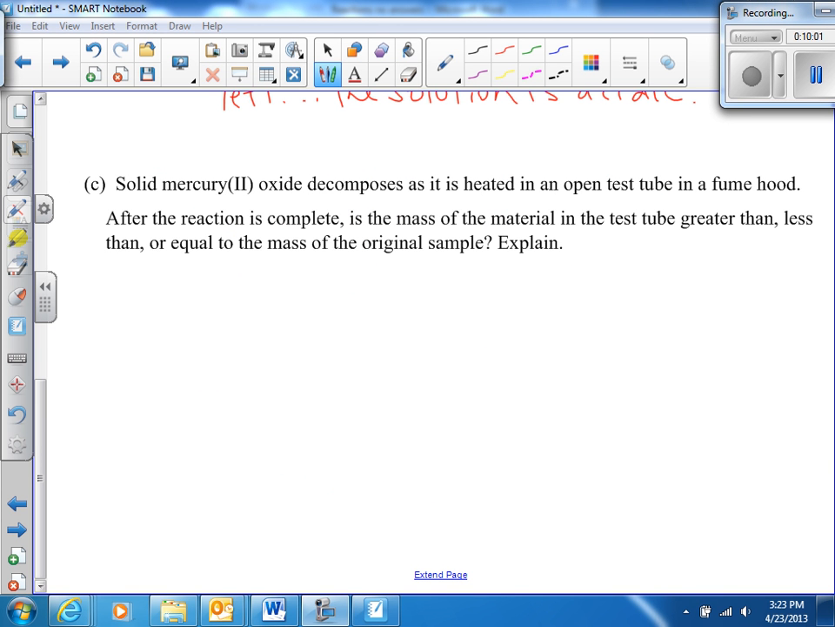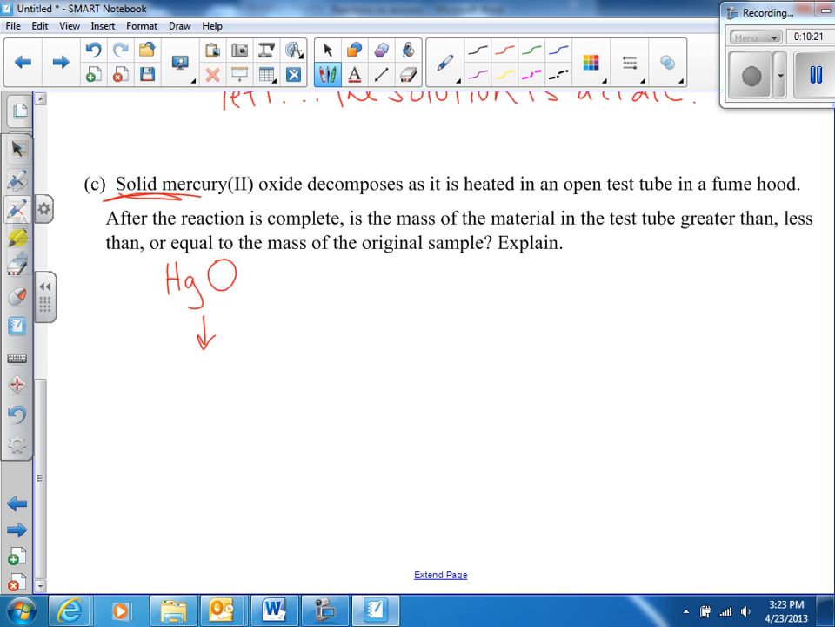We're only at 10 minutes. We've already got 5 reactions done. We're averaging 2 minutes apiece. Okay, solid. Notice that's solid, so we're not going to split this stuff apart. Mercury 2 oxide, so that's our formula. When we add up the charges, that make them add to 0. And that stuff is solid. It will come straight down.